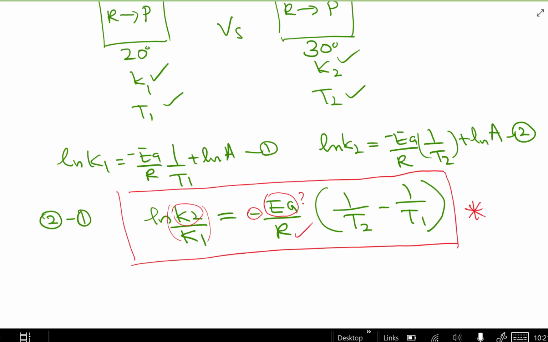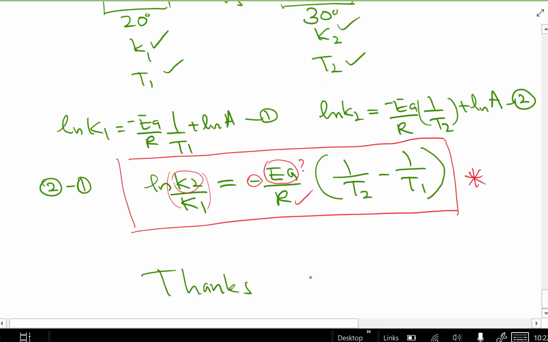And then you can solve for k1 or k2, or T2 or T1 you can find, or even Ea you can calculate, right?